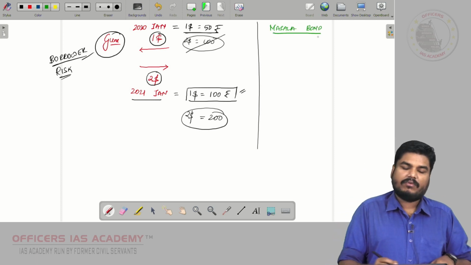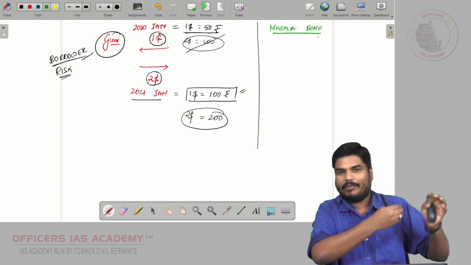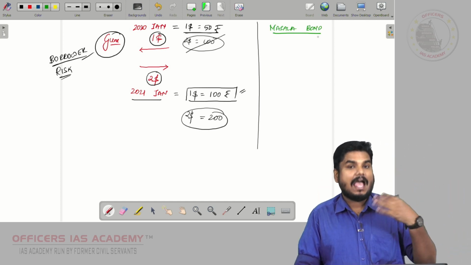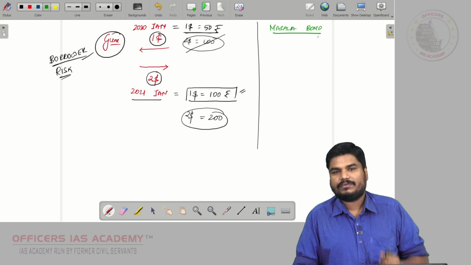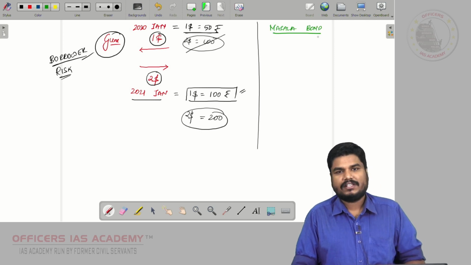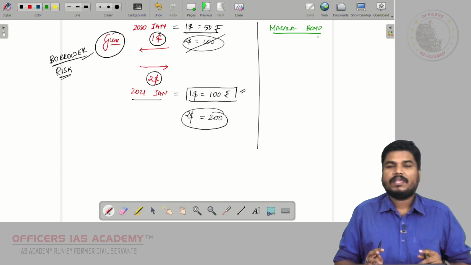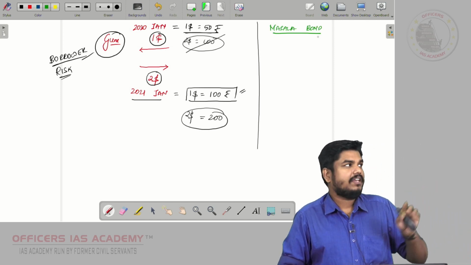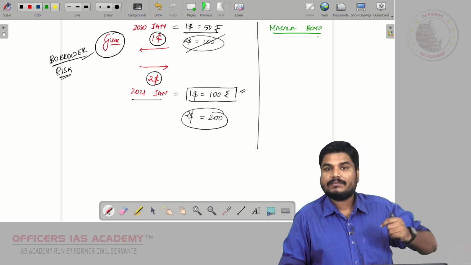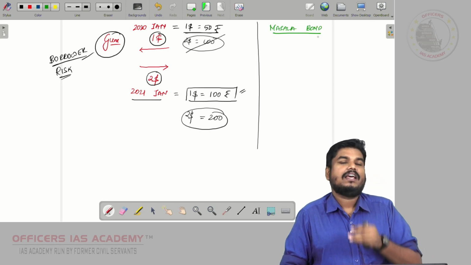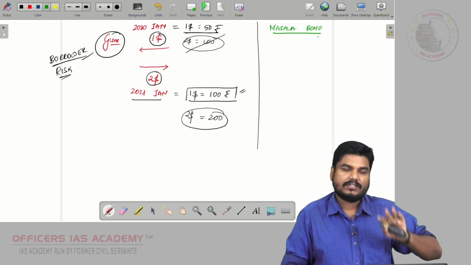So, in Masala bond, I am going to borrow dollars only. I am going to repay dollars only. Many students have a confusion that in Masala bonds we are going to borrow rupee and repay rupee. No, even in Masala bond we are going to borrow in terms of dollars and we are going to repay in terms of dollars.